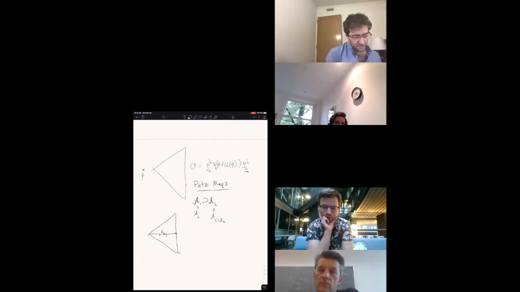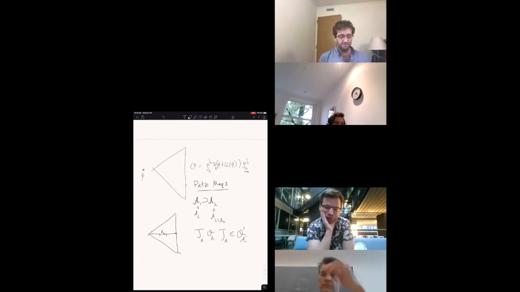So what the PETS map does is it uses this thing called the modular conjugation operator. Let me call it J. And the modular conjugation operator, when it acts on an operator in an algebra, sends it to an operator in the complementary algebra. So it sends it into its complement.